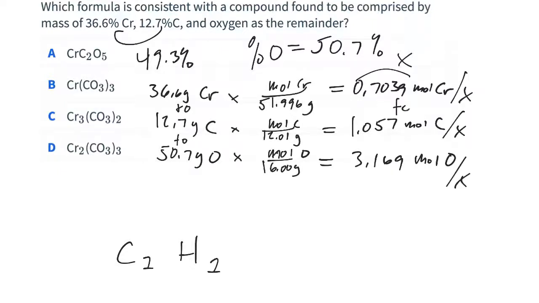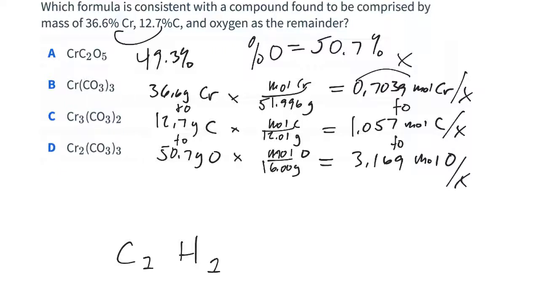And what we want to remember is that this is like a ratio. We started with a mass ratio. We had 36.6 grams of chromium to 12.7 grams of carbon to 50.7 grams of oxygen. And now we know that that's the mole ratio, the specific mole ratio. We're just trying to come up with now some simple whole numbers. Let's divide all those by the smallest.